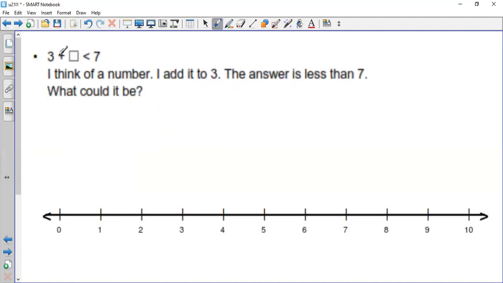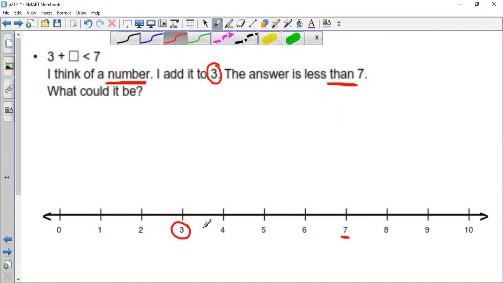Let's make it harder. 3 plus what is less than 7? I think of a number. I add it to 3. The answer is less than 7. What could it be? I think there are many solutions, but let's visualize this on the number line. I start at 3. I jump or I walk some steps, but I should land before 7. I can land on 6, 5, or 4.